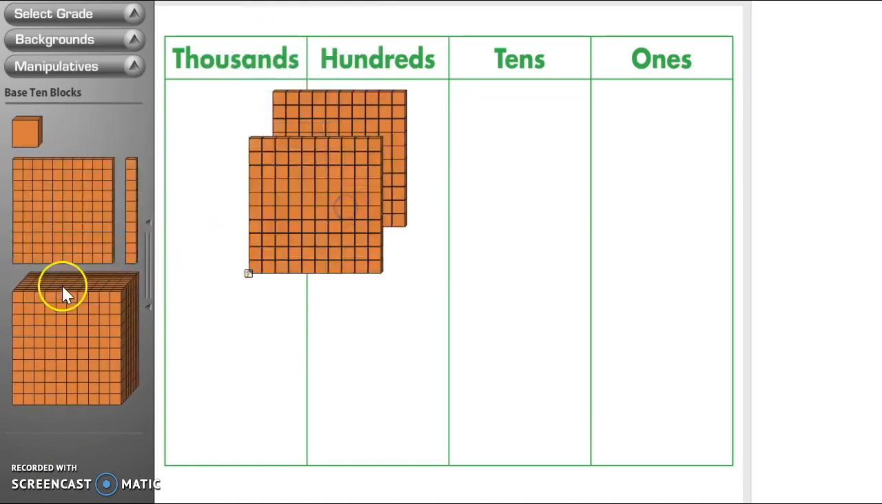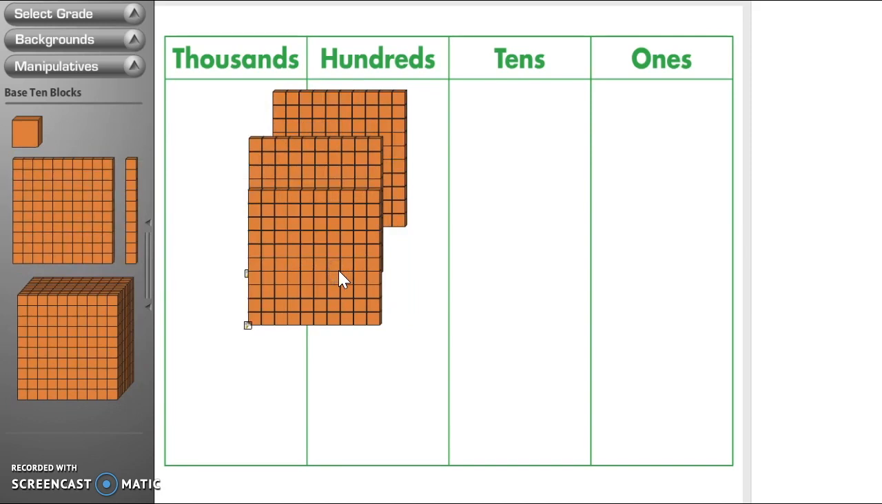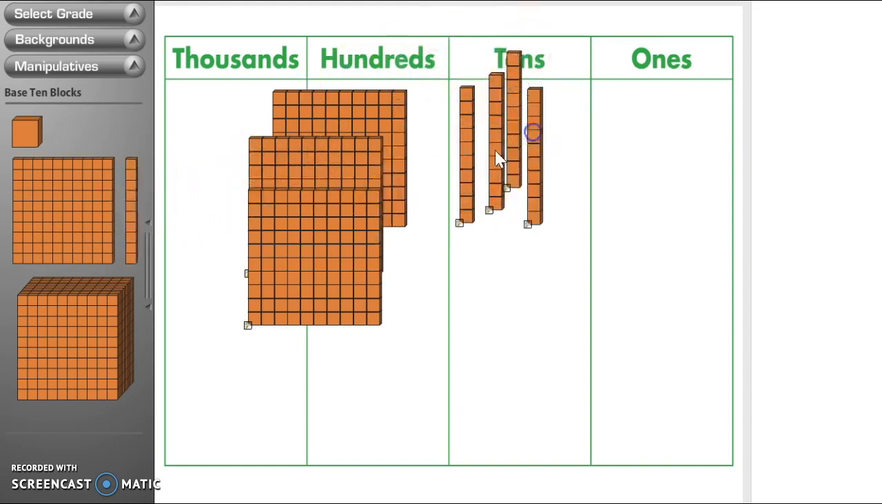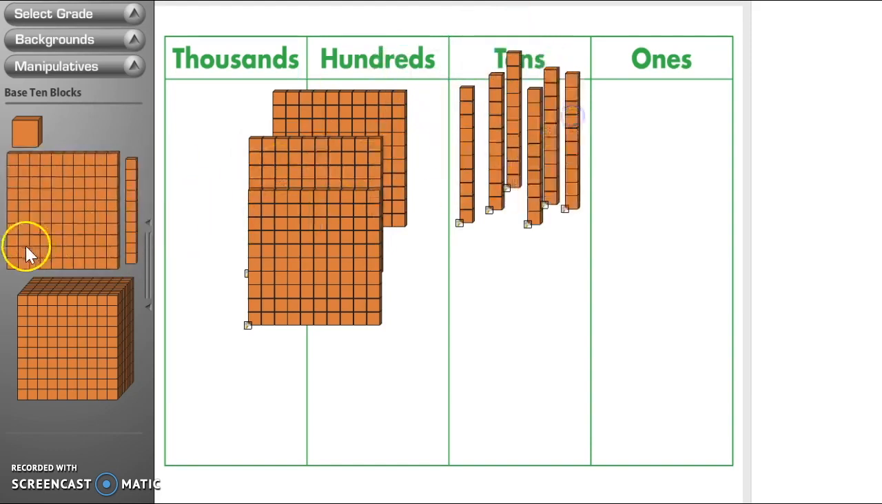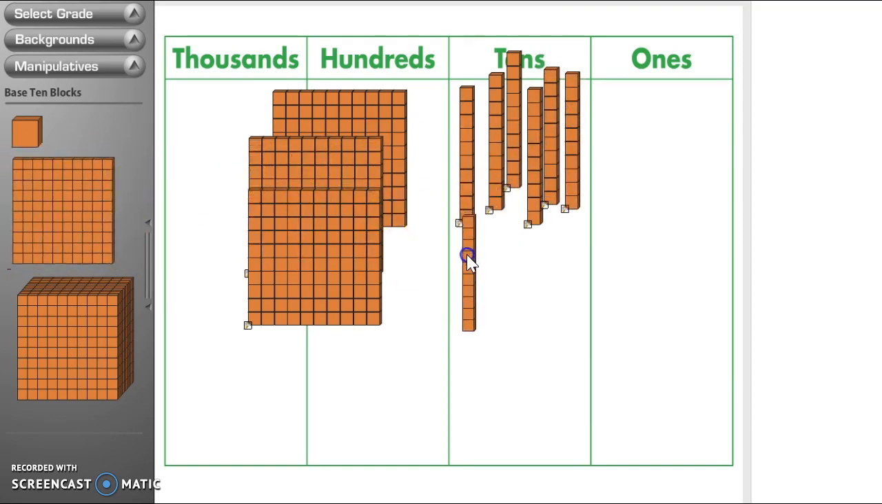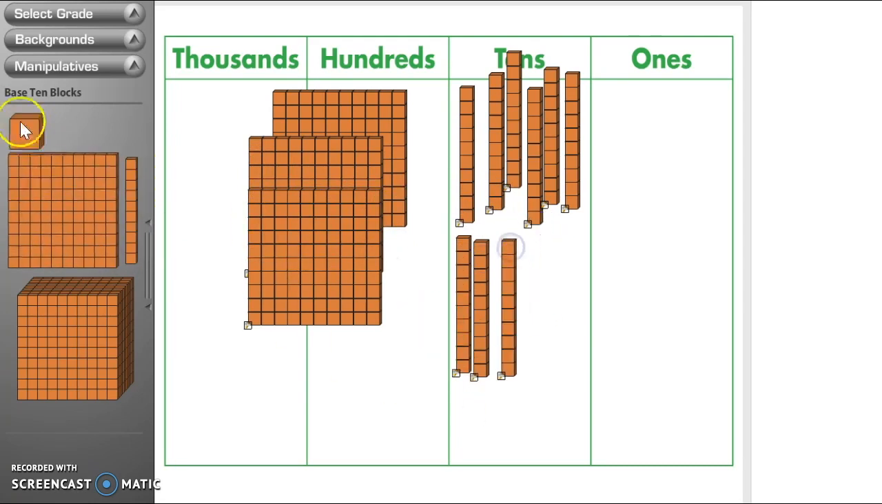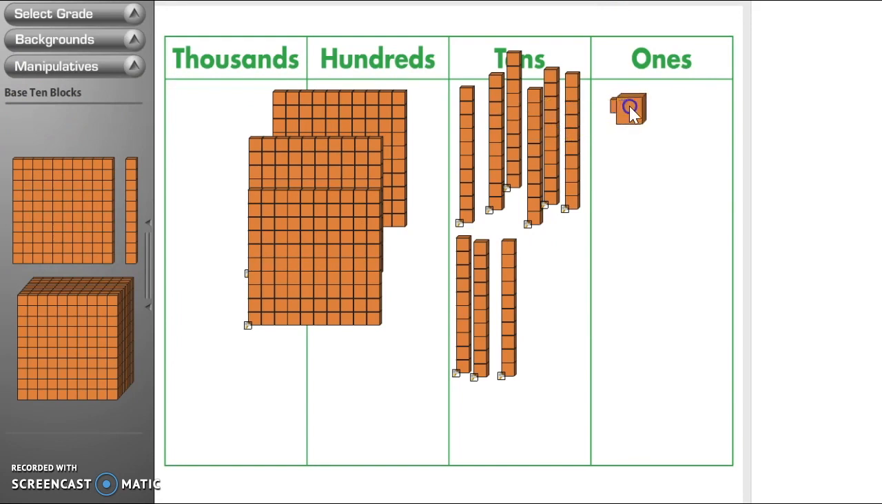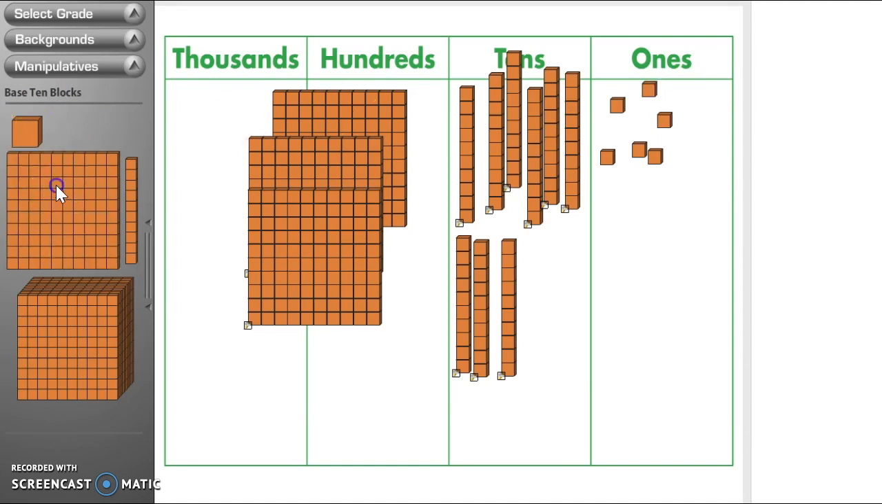Cashews are 1, 2, 3 hundreds, and 96. 1, 2, 3, 4, 5, 6, 7, 8, 9 tens, and then I need 6 ones. 1, 2, 3, 4, 5, 6. Okay, licorice is 503, so I need 5 hundreds.